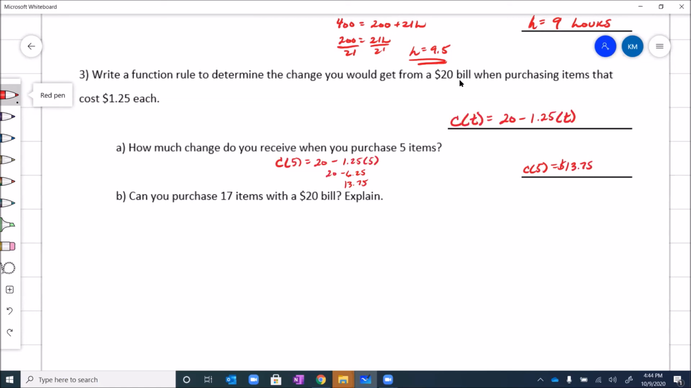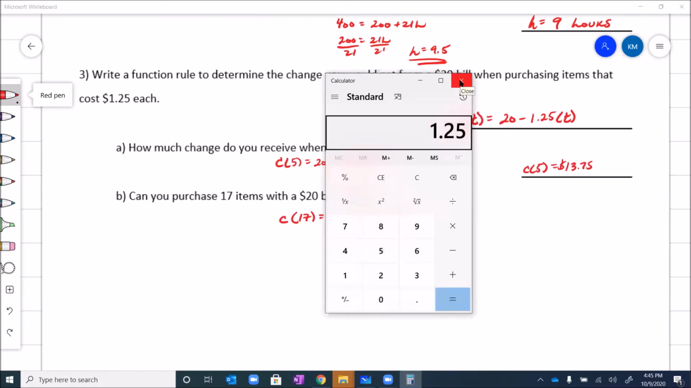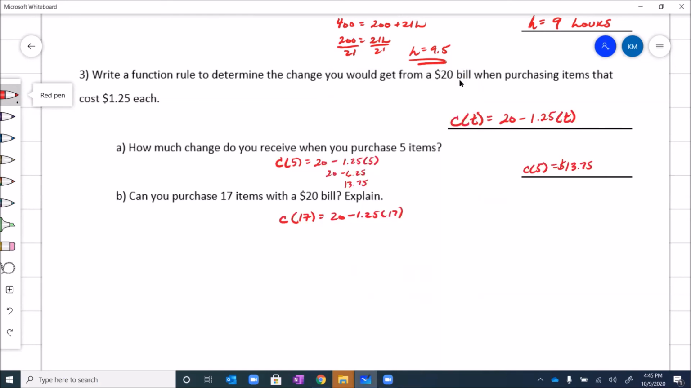Can you purchase 17 items with a $20 bill? So as we look at this, we'll say, okay, C of 17 equals 20 minus 1.25 times 17. And so our function rule, so we do this, 1.25 times 17 gives me 21.25. All right, so here's an issue, because I'm going to get 20 minus 21.25. And when I get that, I get negative 1.25. So C of 17 equals negative 1.25.